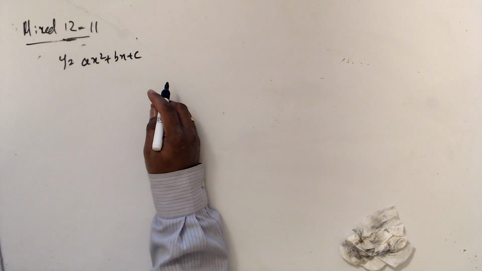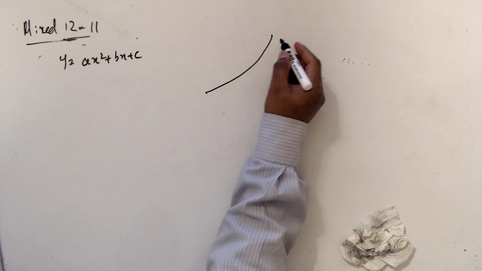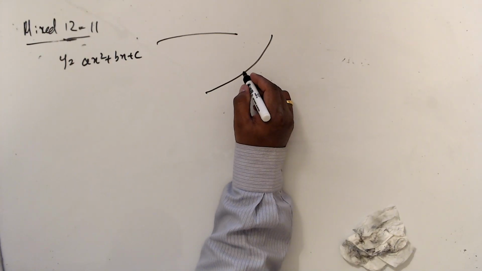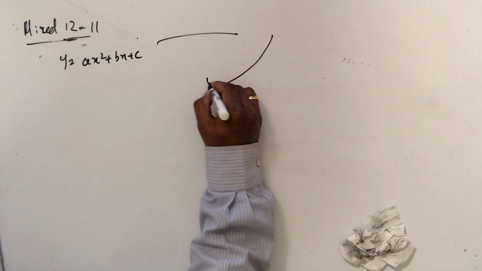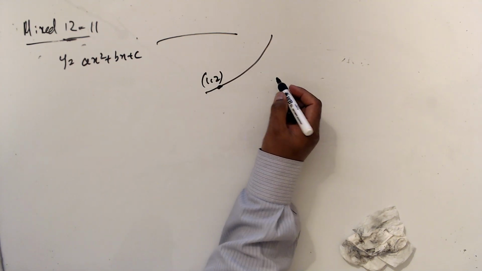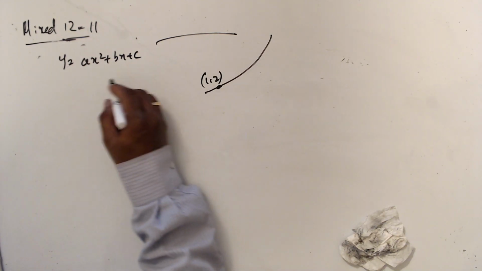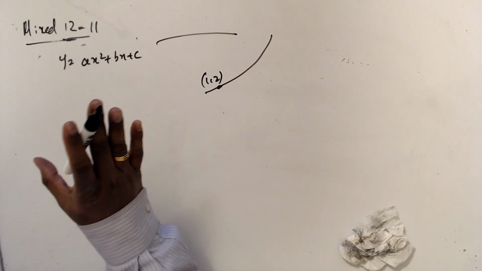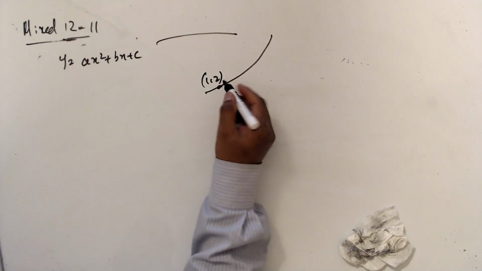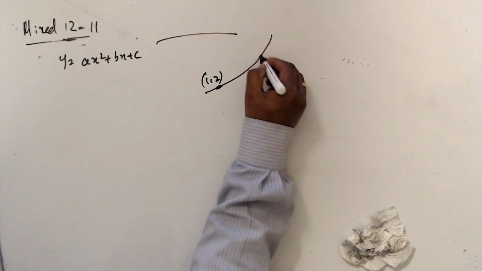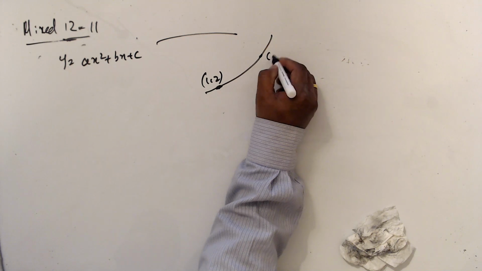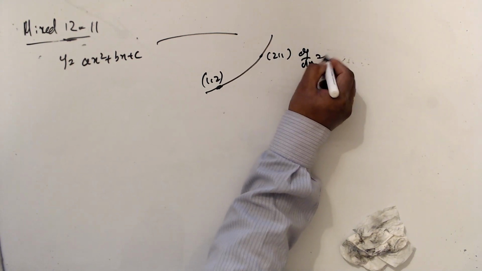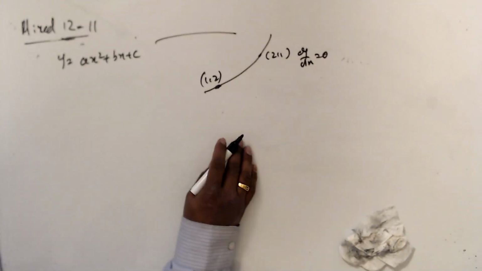Question number 11. There's a curve. This curve passes through (1, 2), and we want to find a, b, c. So we need three equations. Right? So this is (1, 2), and at (2, 1), dy/dx equals 0. Okay.